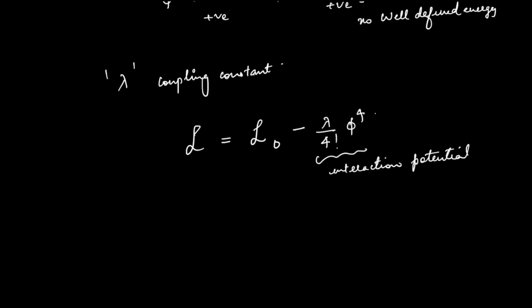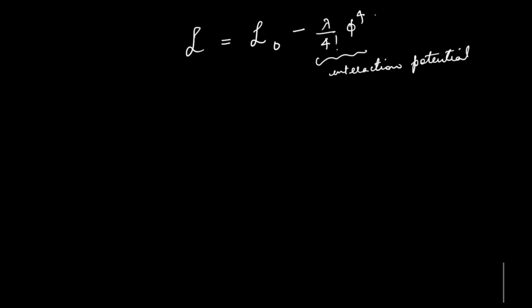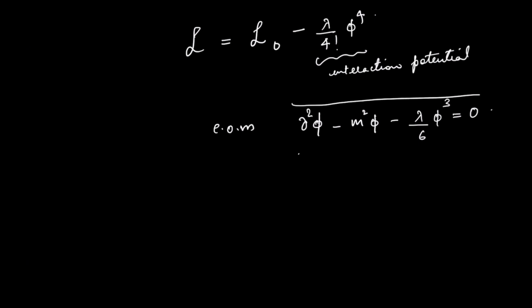Now let's follow the general quantization procedure by writing the classical general solutions for the equation of motion and then promoting each solution to operators. That's the way that we have followed, so let's follow the same way. The equation of motion will be del square phi minus m square phi, then here 4 and 4 will get cancelled, then lambda by 6 phi cube equal to 0. So this is the equation of motion.